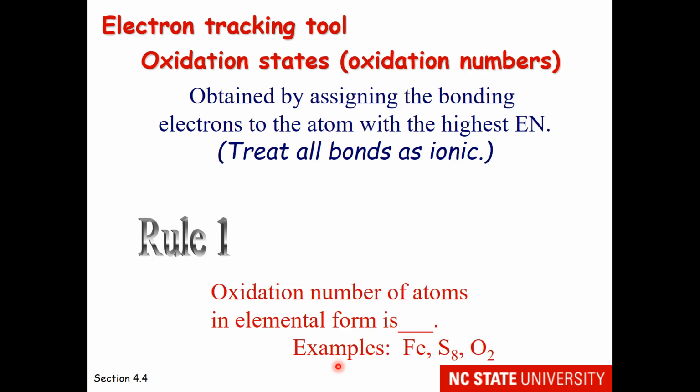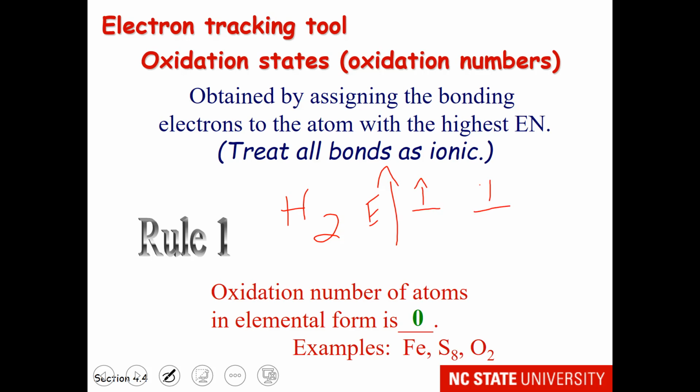So rule 1, oxidation number of atoms in an elemental form is 0. So if you have a neutral iron atom, its oxidation state is 0. If you have the O2 molecule, each oxygen in this element has an oxidation state of 0. A good way to explain this would be to think about hydrogen, H2. If we look at the valence band, each hydrogen atom has one electron in orbitals that are at the same energy.